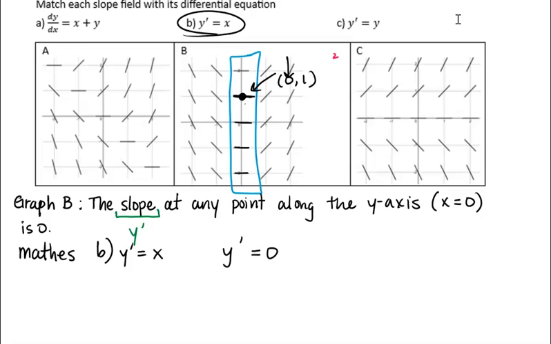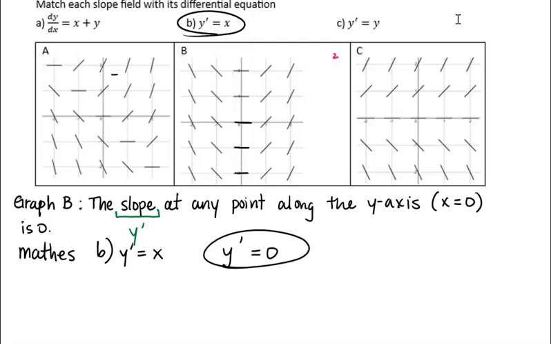graph of B. Notice that that does not work on the graph of C at the point 0, 1, and it also does not work on the graph of A at the point 0, 1, because in both of those graphs, the slope is not 0 at that point, right? Those slopes are positive. This is a positive slope, and this is a positive slope.